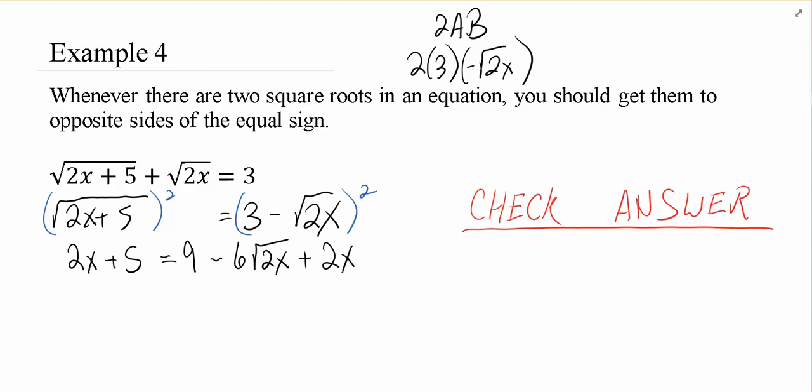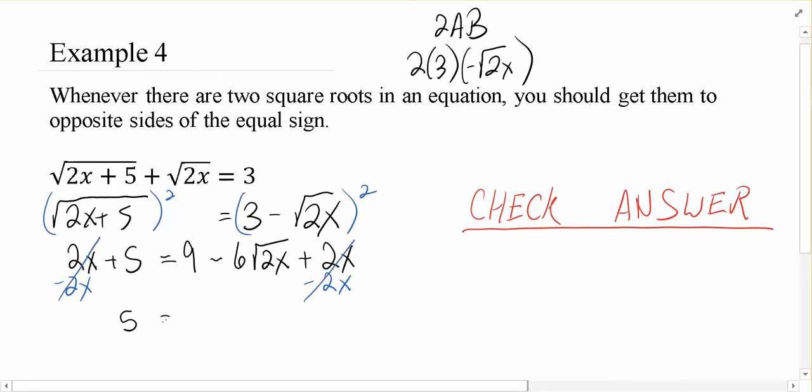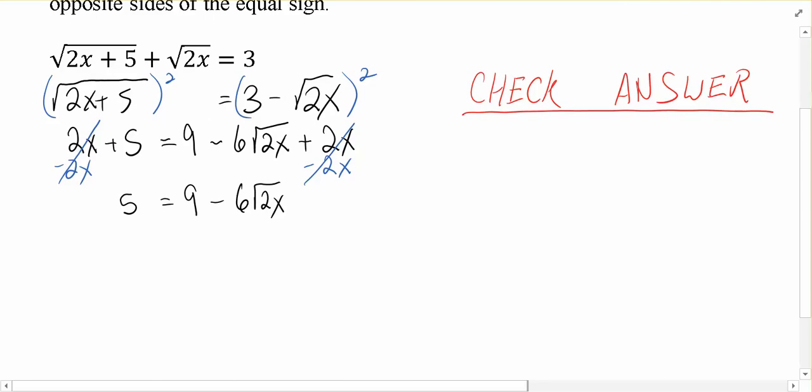So now I still have a radical in the problem. I don't want to square both sides yet because the radical's not by itself. So I want to start moving stuff around until I have the square root by itself. The first thing I would do is subtract 2x from both sides, which is kind of nice because those x's completely go away. I get 5 equals 9 minus 6 root 2x. I'm then going to subtract the 9, getting me negative 4 equals negative 6 root 2x.